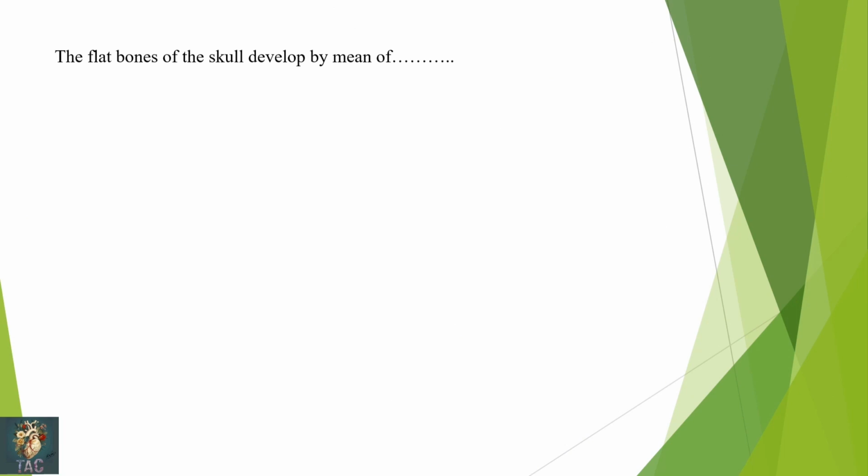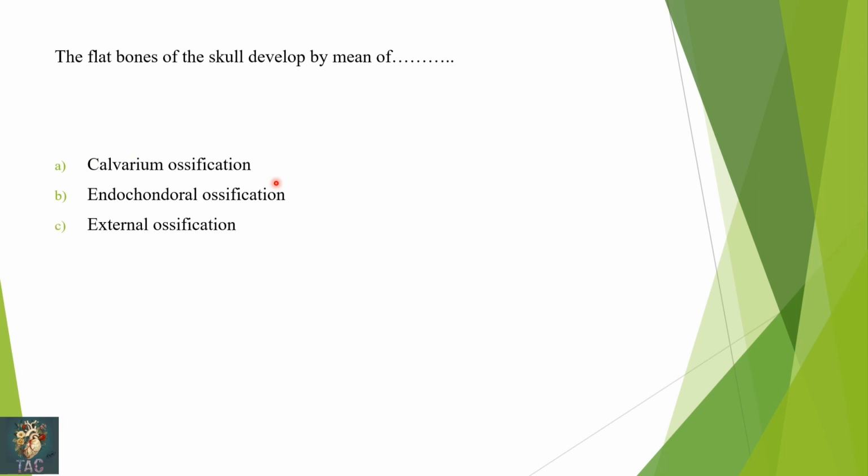Next is, the flat bone of the skull develops by means of calvarium ossification, endochondral ossification, external ossification, internal ossification, or intramembranous. So we all know that the flat bones develop by intramembranous ossification, and this is the correct option.